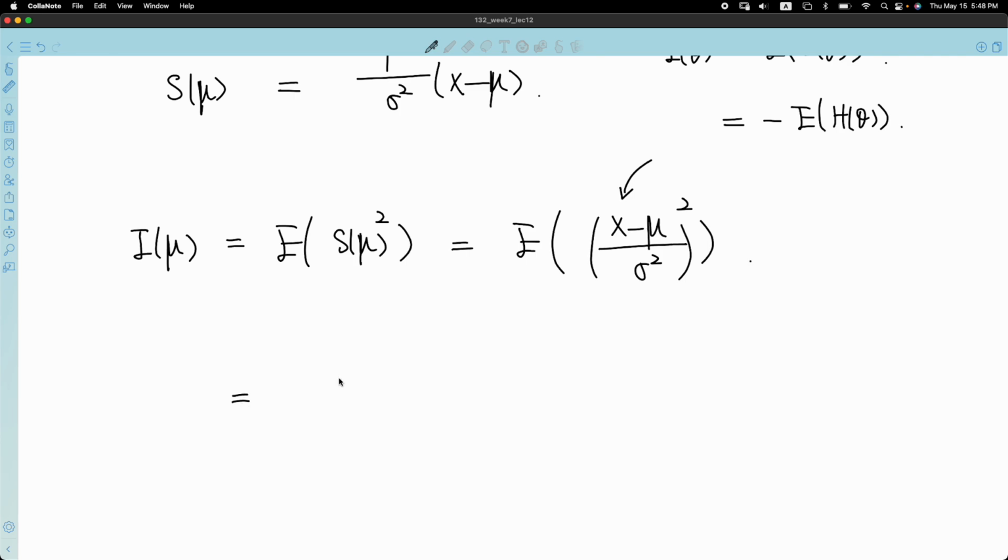Let's continue, and then we will have 1 over sigma raised to the power of 4 as a constant. This is the denominator, so move it outside. And then you have the expectation of x minus mu, and I'm going to bring the square inside, so x minus mu raised to the power of 2 is left in the expectation. So what does the thing inside the expectation, x minus mu squared, remind you of? What does that equal to?